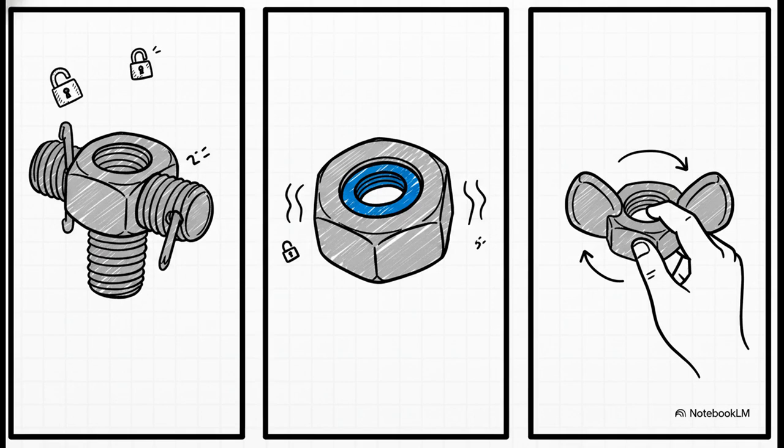And it's not just bolts. For pretty much any special job, there's a special nut. You've got slotted nuts that use a pin to literally lock them in place. There are nylon insert nuts that fight against vibration, and of course the good old wing nut for anything you need to tighten by hand. Each one is a very specific solution to a specific problem.